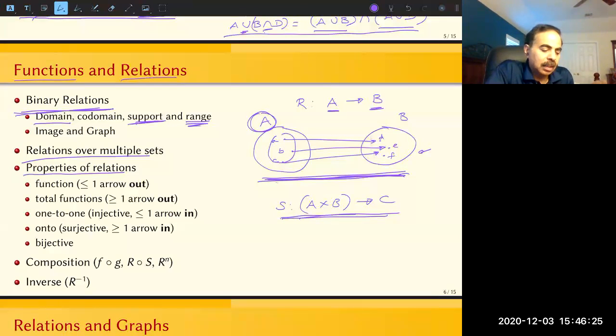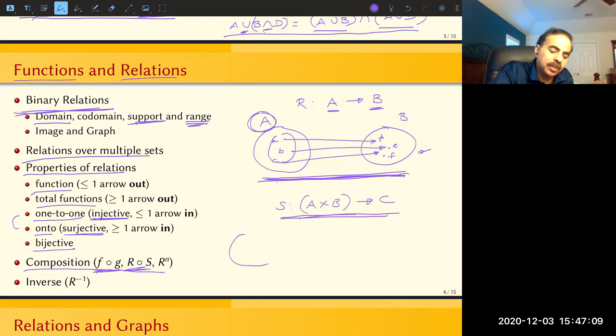We talked about properties of binary relations. What does it mean for a relation to be a function? What does it mean for it to be a total function? What does it mean for one-to-one, or injective is the other term that we used, or onto, which is also called surjective, and bijection, which means that it satisfies both one-to-one and onto properties. So we talked about function composition, right? Function being a special case of relations, function composition is no different from relational composition.